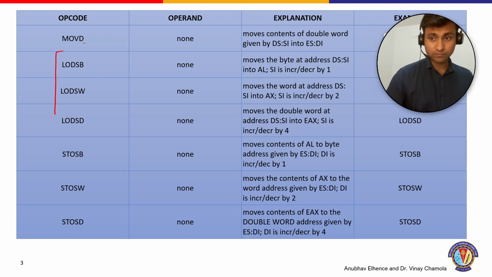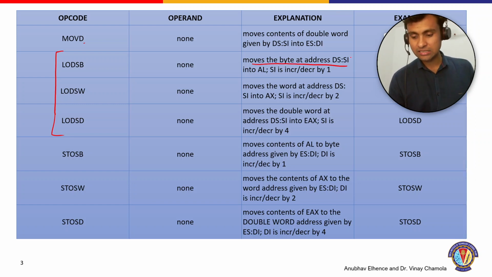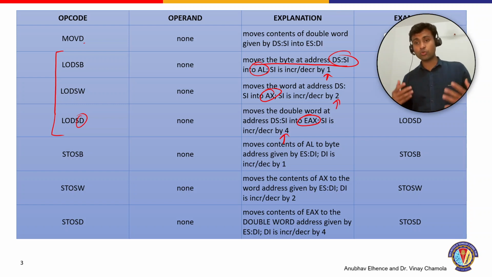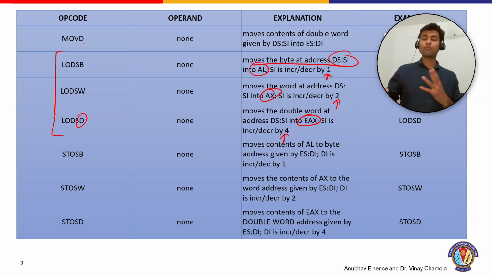So load SB, load SW, and load SD are doing something similar. It moves the byte at the address pointed to by SI into the AL register. If it is 16-bit, it moves into the AX register, and if it is 32-bit, it moves into the EAX register. And depending on the operation, it moves the source index by that much amount. So if you just do a repeat operation, it will keep on increasing it and keep on storing it into the register.